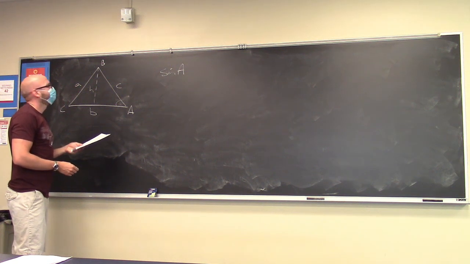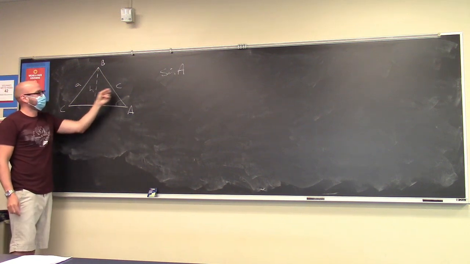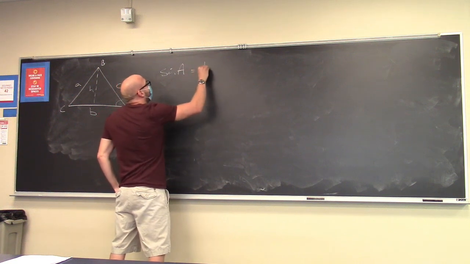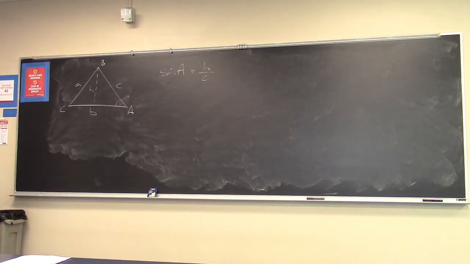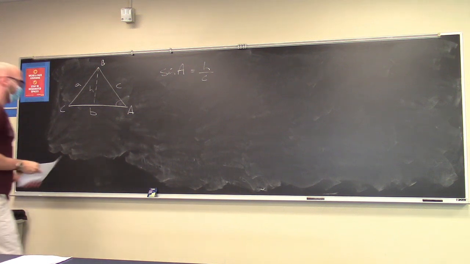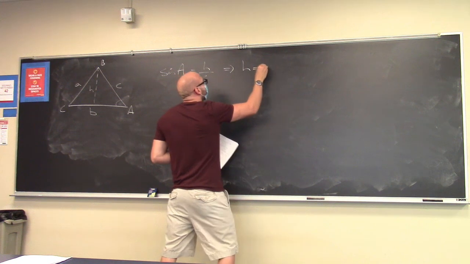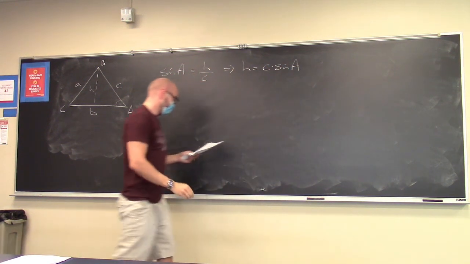Sine is, yeah, it is sine. SOHCAHTOA: sine is opposite over hypotenuse, right? So sine of A is H over C. And that means that H is C times sine of A.